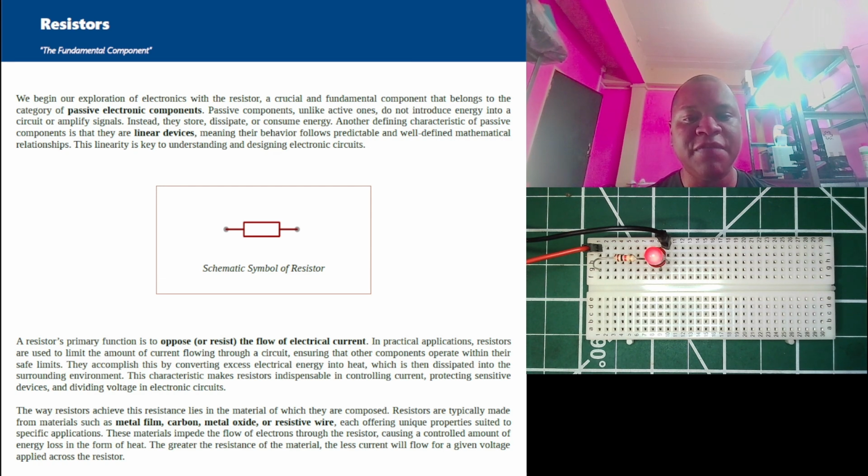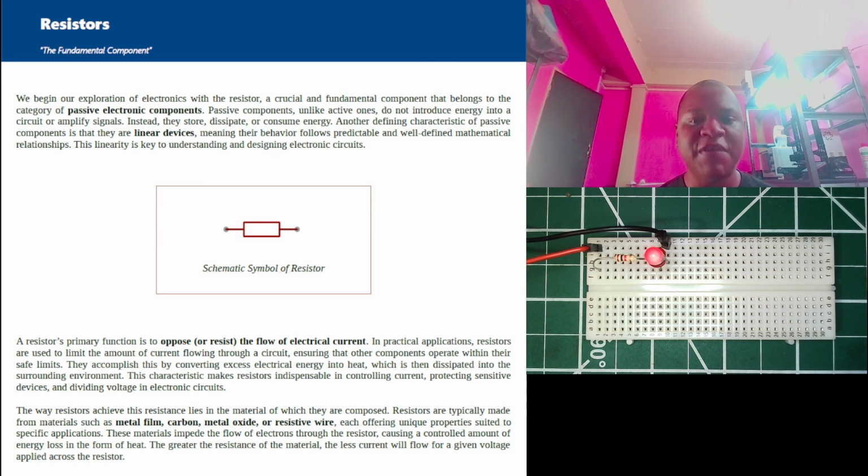The primary function of a resistor is to oppose or resist the flow of electrical current. In practical applications, we use them to limit the amount of current flowing through a circuit, ensuring that other components operate within a safe limit. I have that demonstrated here. If we look at our circuit, we see a positive supply coming in here, we have the resistor, we have an LED, and then it's going back out. And this resistor is limiting the flow of current that will be going through the circuit.